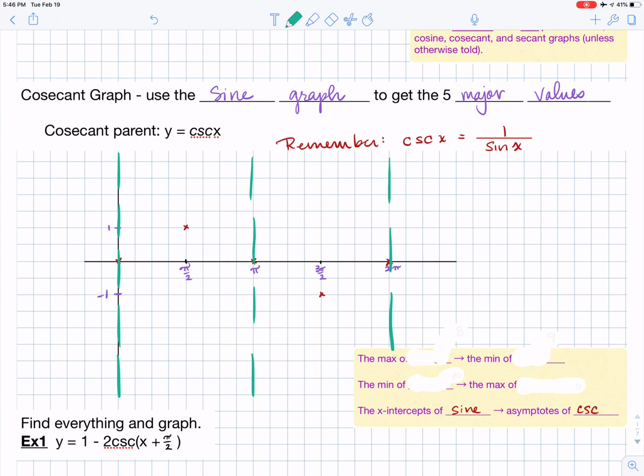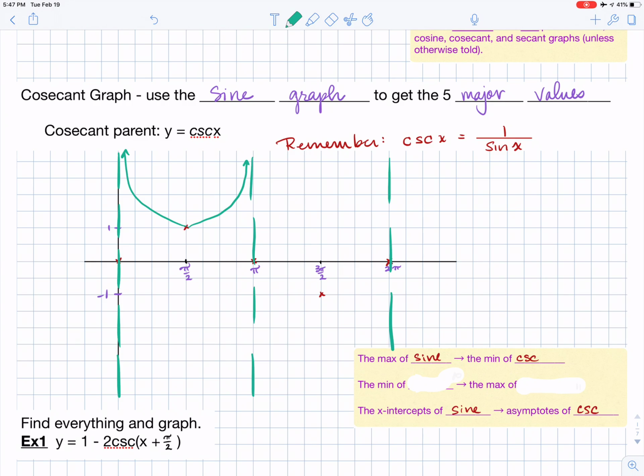The next thing about my cosecant graph is that the maximum of sine is always going to be the minimum of my cosecant. So you'll notice over here, this is my maximum of my sine graph. It was at the top of my sine graph, but it's going to be at the bottom of my cosecant graph. Now remember what an asymptote is. This is a line that I'm always getting closer and closer to, but I'm never actually reaching it. So this is what the first part of my cosecant graph looks like.